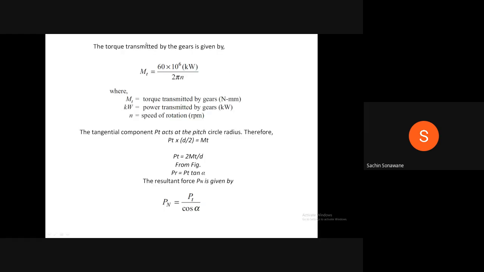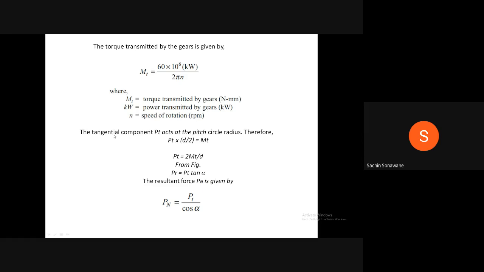Therefore, the torque transmitted by the gears is given by Mt equals 60 into 10 raised to 6 into kilowatt, that is power, divided by 2 pi n, where Mt is the torque transmitted by the gears in Newton mm, kilowatt is the power transmitted by the gears in kilowatt, and n is the speed of rotation in rpm.